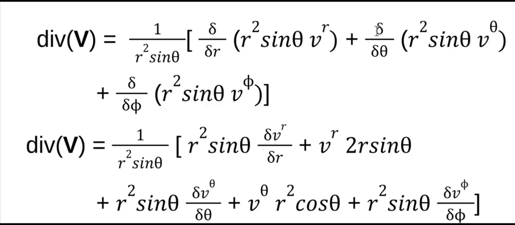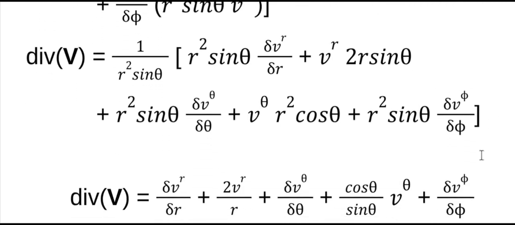Okay, for this one now, sine theta and V^theta are both functions of theta, so we have to use the product rule again. So first times the derivative of the second plus the second times the derivative of the first. r squared is just a constant, and the derivative of sine is cosine. Now for this one, r squared sine theta is not a function of phi, but this is, so that just becomes a constant. We've got the partial of V^phi with respect to phi.